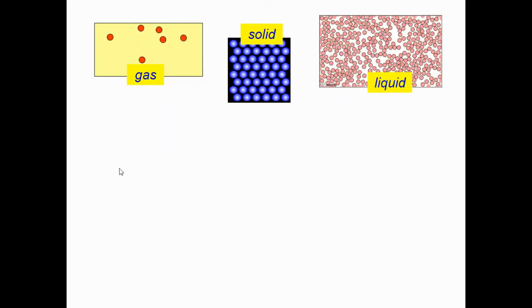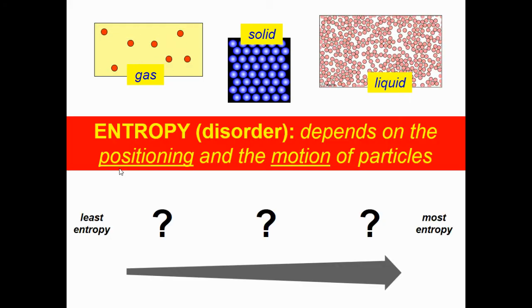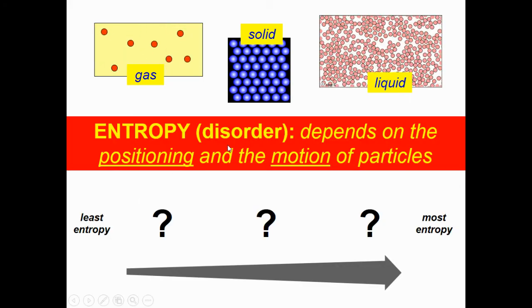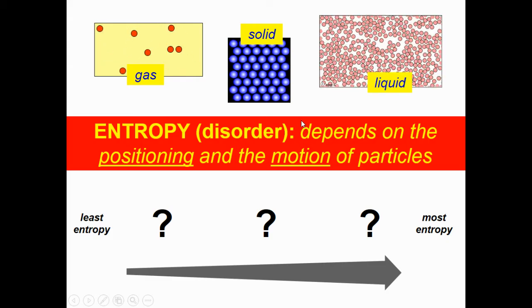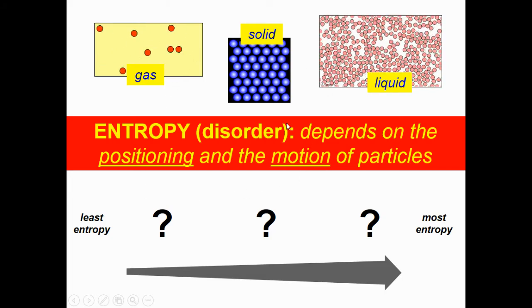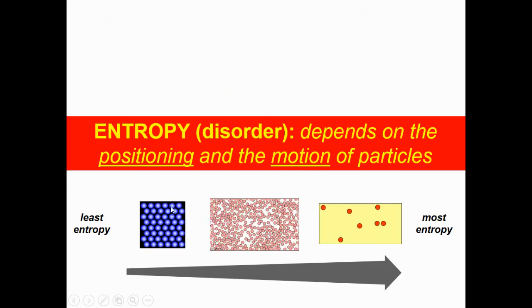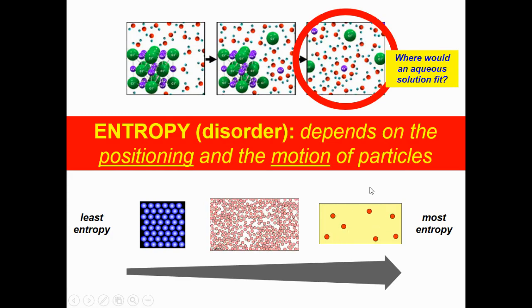So if we think about gases, solids, and liquids, we can arrange them by their amount of entropy. Remember, entropy is disorder. And when we're thinking about particles and phases, entropy depends on the positioning and the motion of the particles. So if we tried to classify these from least entropy to more entropy, as we said, solids have the least entropy, liquids have a little more entropy, and gases have the most entropy of all. They're the most disorganized.